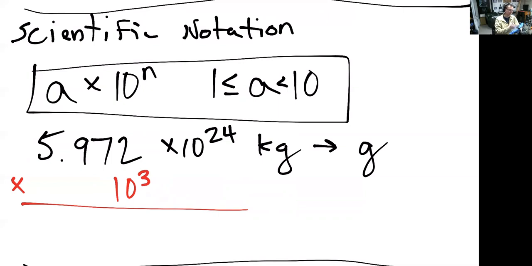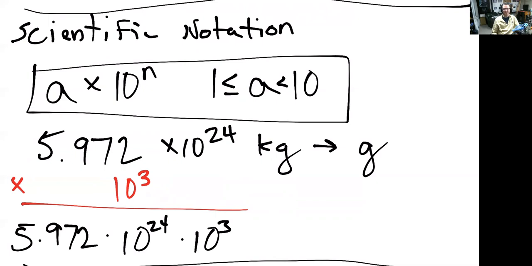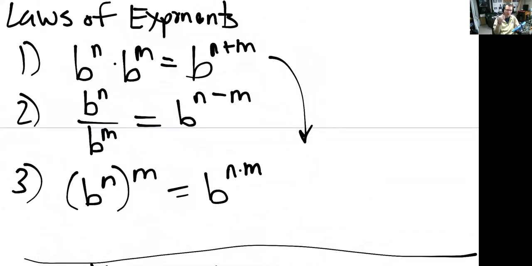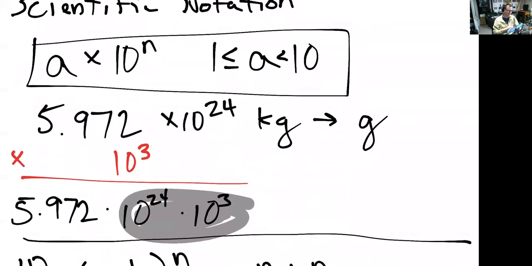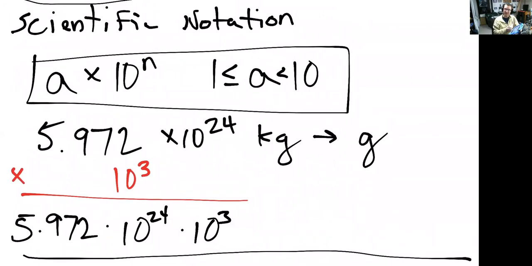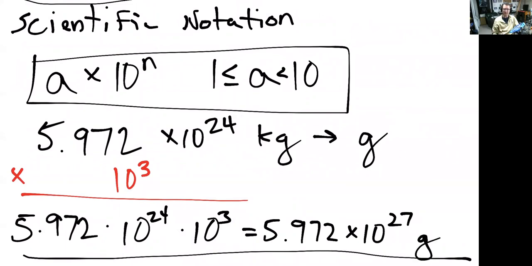So the end result here is 5.972 times 10 to the 24th times 10 to the third. But we just learned how to handle things like this. This is the same as step one. When you're multiplying numbers in scientific notation, you apply number one and you've got your result right away. They have the same base, so we add the exponents. So 5.972 times 10 to the 27th grams. That's the mass of the Earth in grams. No calculator needed, just add the exponents.